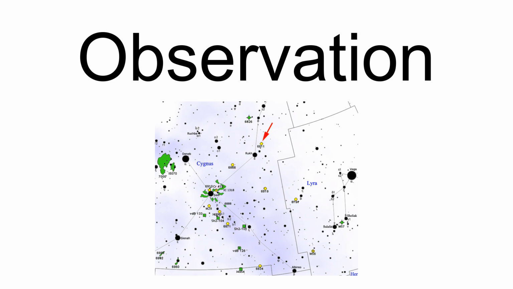NGC 6811 is best observed from Earth in the Northern Hemisphere in summer. In these conditions, it lies close to the zenith during the night, northeast of Delta Cygni. It is considered an aesthetically pleasant object for amateur astronomers, even if the brightest members are just 10th magnitude objects.